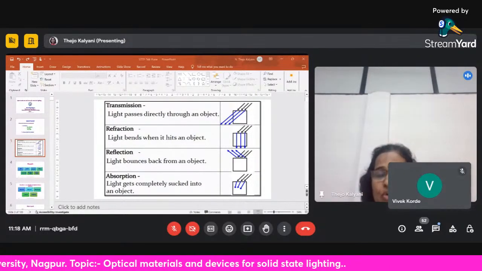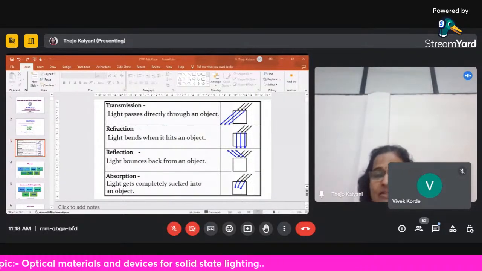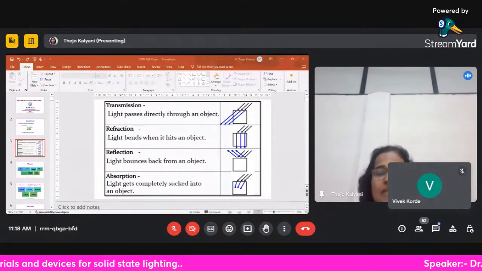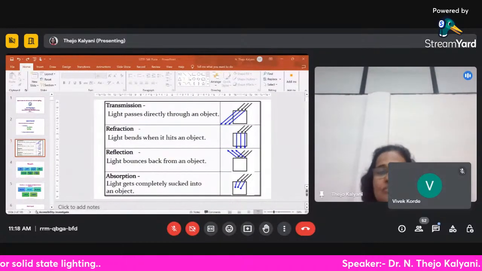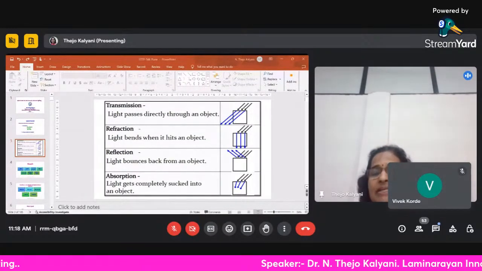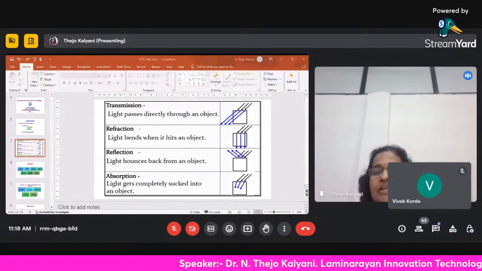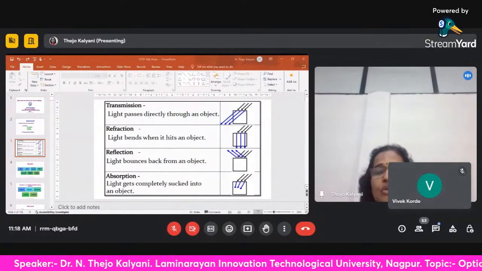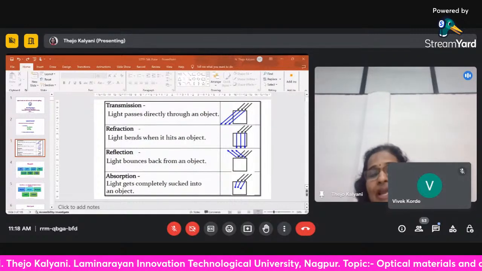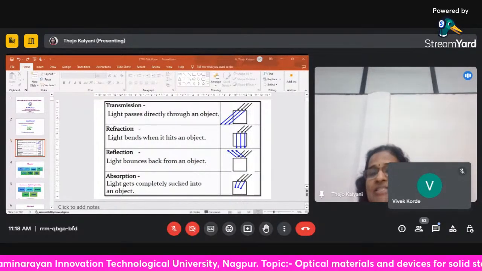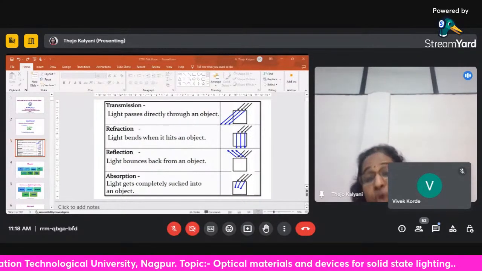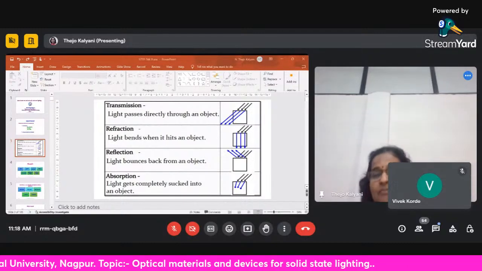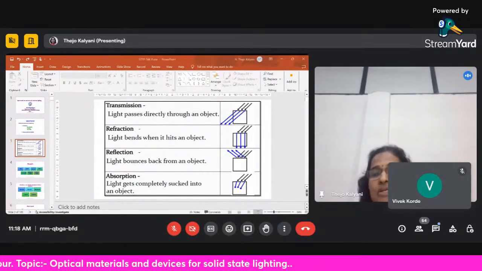The anti-reflection coatings, which we make on spectacles and even other optical devices, we call optical materials. And the opposite of an anti-reflection coating is the dielectric coating: in anti-reflection coatings we are not allowing light to reflect, whereas in dielectric coatings we want light to get reflected. So this also comes under optical materials.